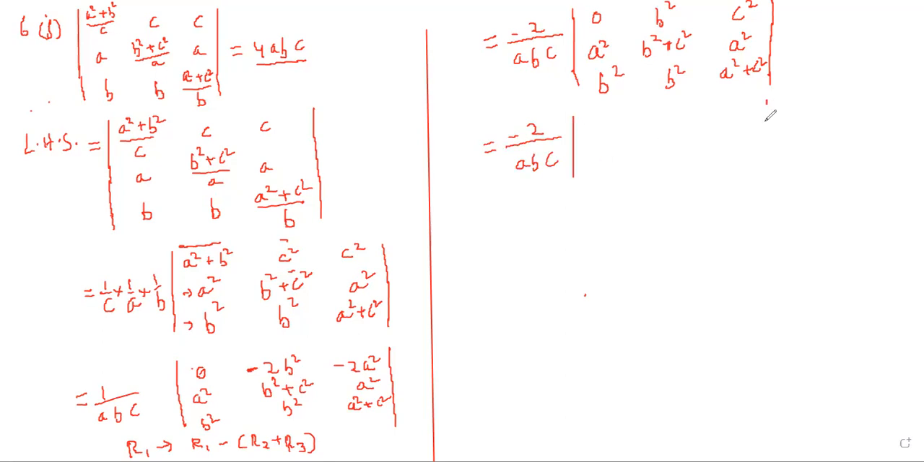to decrease the number of terms from 2 to 1 in the second row and third row. In the second row and third row both, they have two elements: b square plus c square and a square plus c square, which have two terms. So if we subtract R2 minus R3, means if we perform R2 as R2 minus R3, it will give a square minus b square.